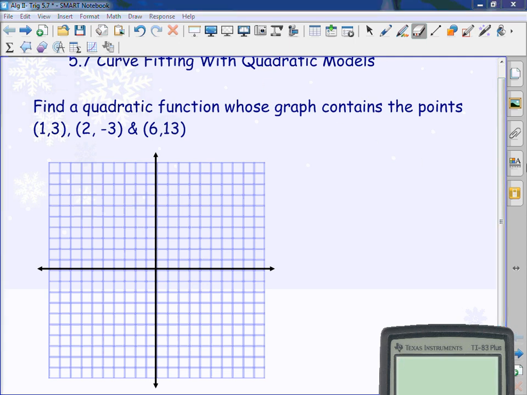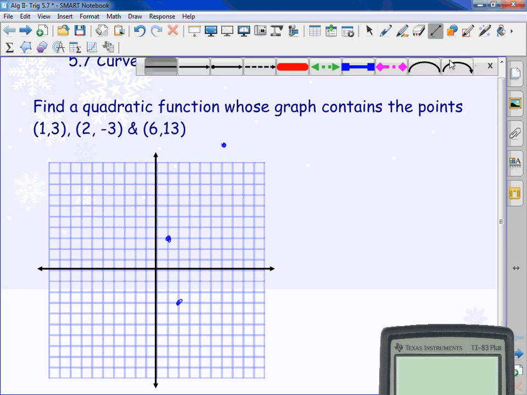When I plot these points, (1, 3): to the right 1, up 3 is my first one. Second one's over 2, down 3. And the next one is over 6 and up 13. So it's up there. There's 3 points. Can you tell me the equation of that parabola?